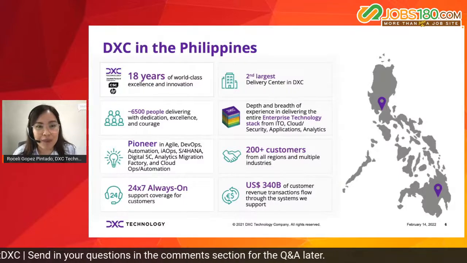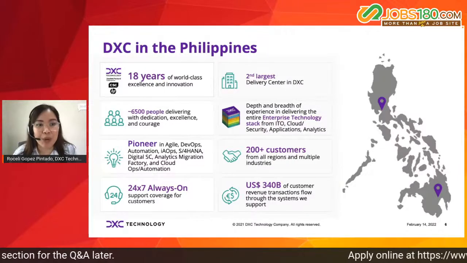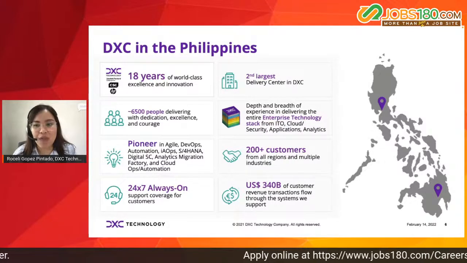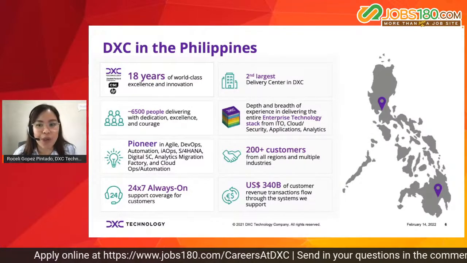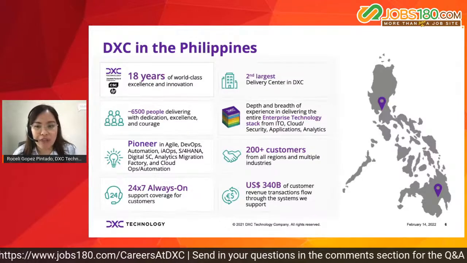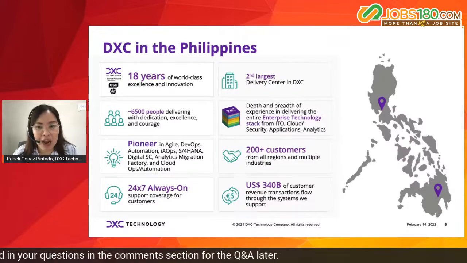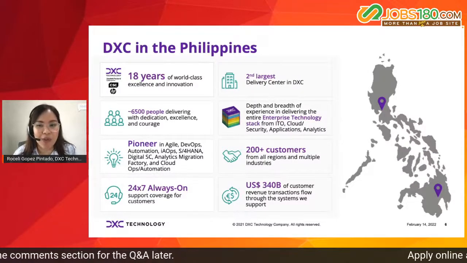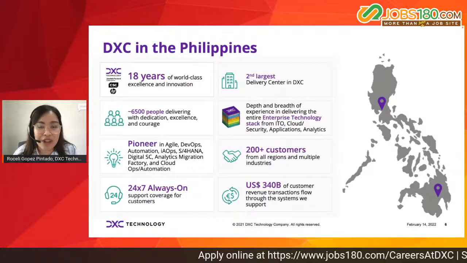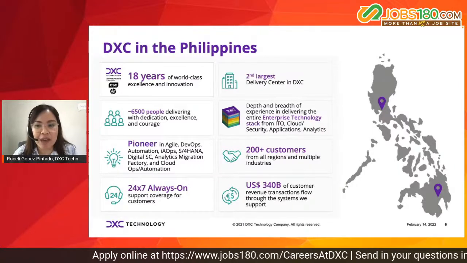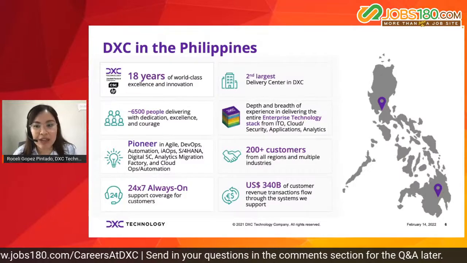So throughout the years, the company has grown, right? It has changed its brand name into DXC, and we've also added a lot more capabilities, certifications, and customers. And we're now one of the top three global delivery centers worldwide for DXC. What started out as 230 people is now at around 6,000 strong. And we deliver services across the enterprise technology stack, from infrastructure, cloud, security, applications, and analytics, right? We have offices in Taguig and Quezon City.